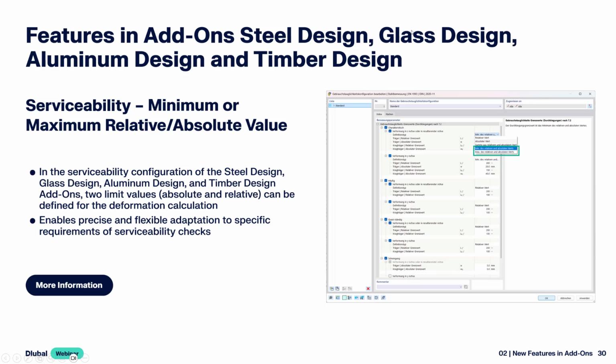Features in the add-on: steel design, glass design, aluminum design, and timber design. The features: serviceability, minimum or maximum relative absolute value. As an example, you have a single span beam. The maximum deformation should be L divided by 300, but also the maximum deformation should be, for example, 20 millimeters. And you can define this value now also here.